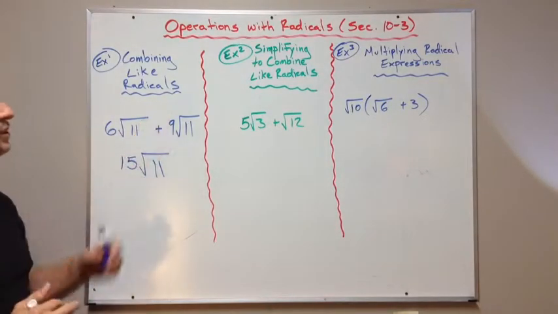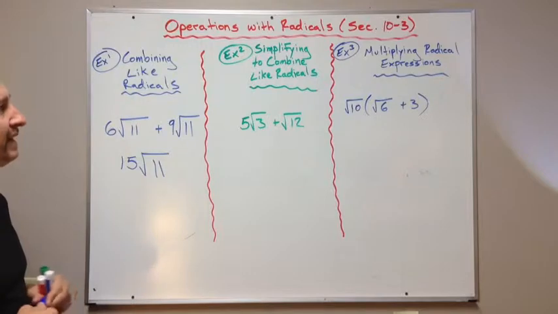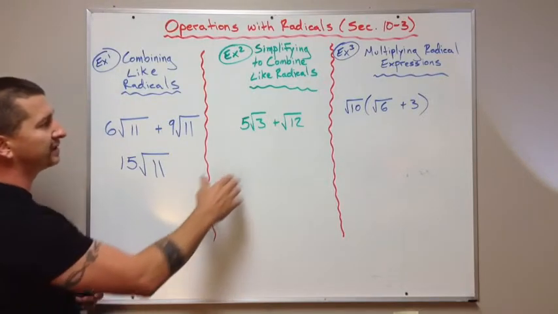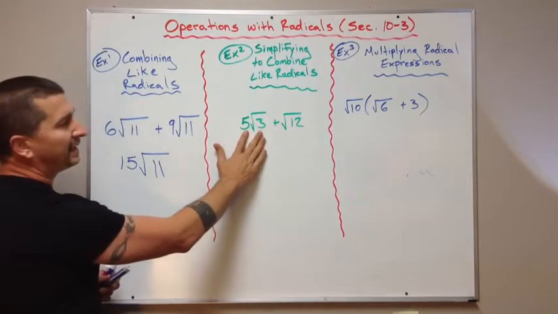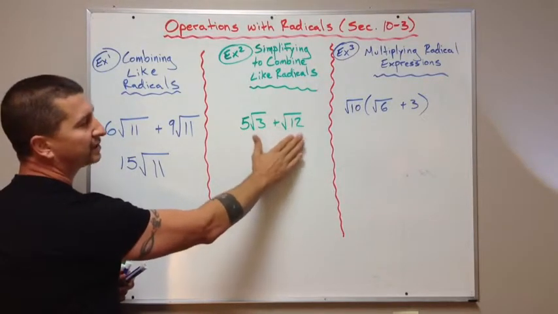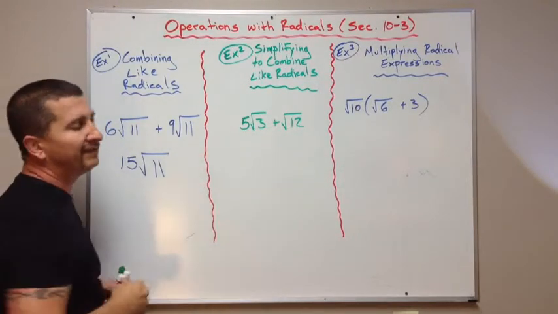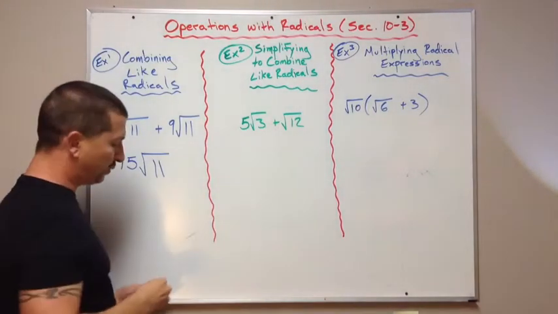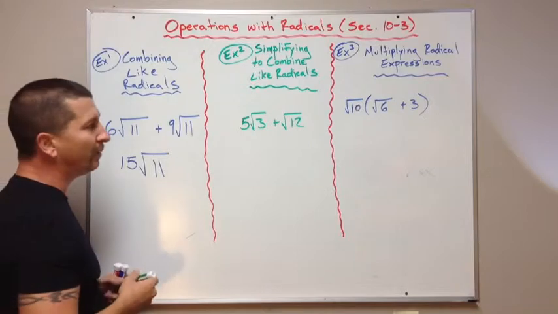Now in example 2, we're simplifying to combine like radicals. Sometimes we have to simplify first. 5 times the square root of 3 plus the square root of 12. Now 5 times the square root of 3 is simplified all the way. But the square root of 12, we can simplify that more.